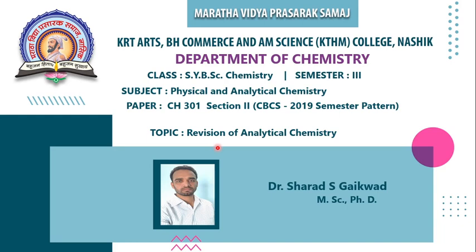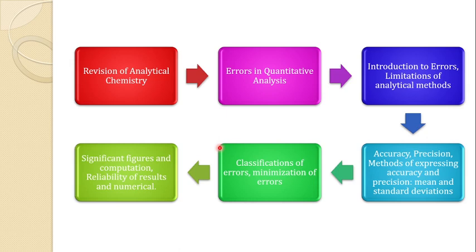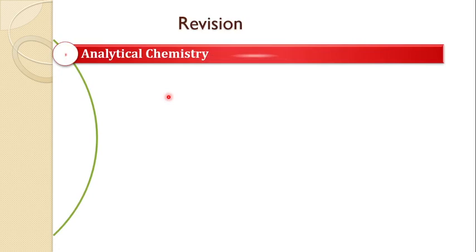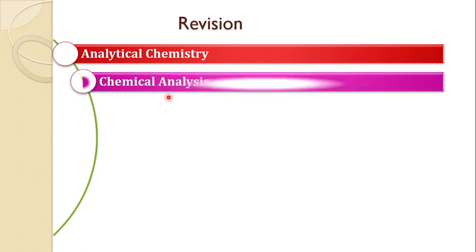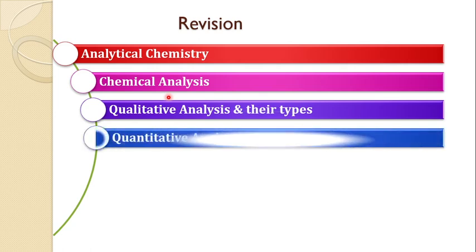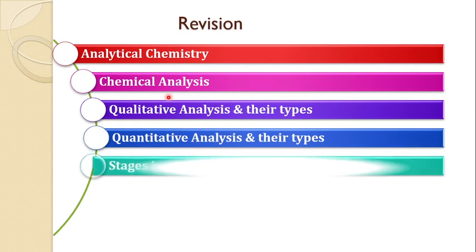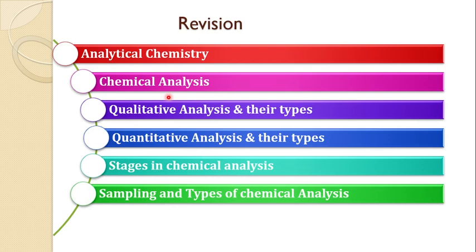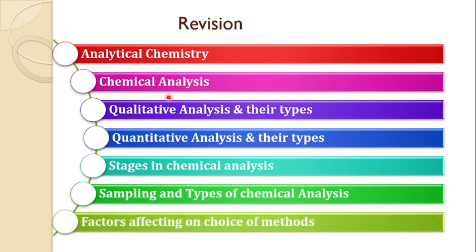In this lecture, we study analytical chemistry, a revision of analytical chemistry. We study what is meant by analytical chemistry, then what is meant by chemical analysis, qualitative analysis and their types, quantitative analysis and their types, stages in chemical analysis, sampling and types of chemical analysis, and factors affecting the choice of methods.